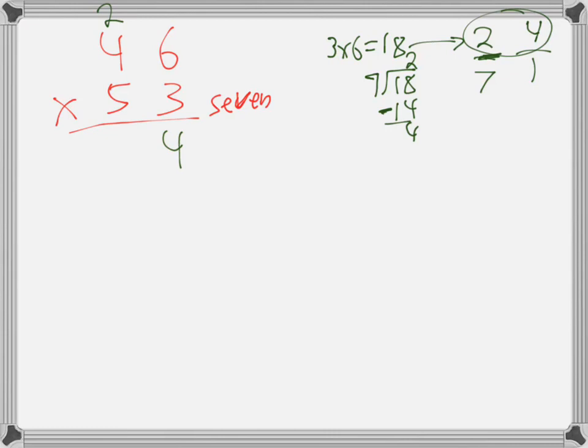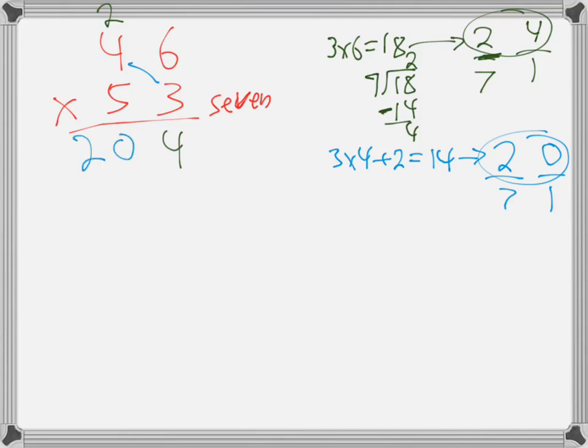All right, next step, we go 3 times 4, 12, add 2, 14, but again, we got to write that in base 7. So 14 into base 7 is how many sevens? 2 sevens, no more. It's 2-0. That is 14. So 2-0. So there's our first row. We're done with the 3.